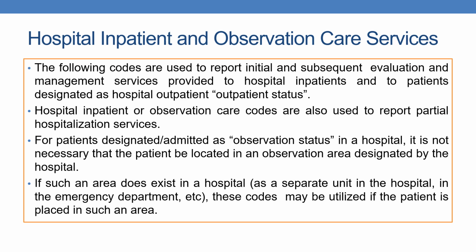And for patients designated or admitted as observation status in a hospital, it is not necessary that the patient be located in an observation area designated by the hospital. And if such an area does exist in the hospital, that is a separate unit in the hospital or in the emergency department, these codes may be utilized if the patient is placed in such an area. In simple words, patients designated or admitted as observation status need not be in a separate unit. Usually, if ever such an area exists in the hospital, they can be placed in such an area. That is the observation unit.